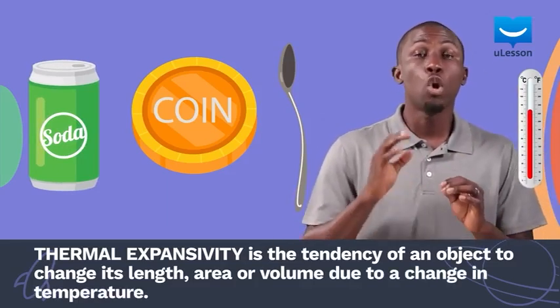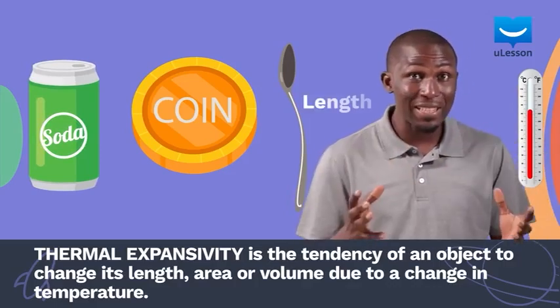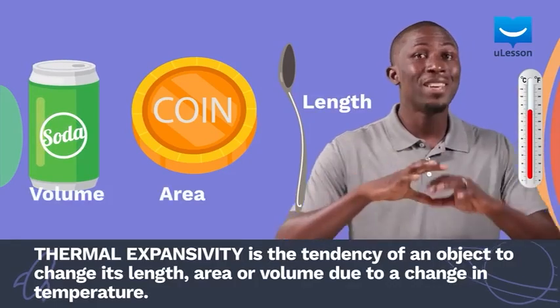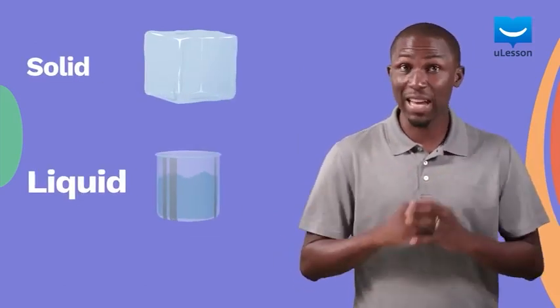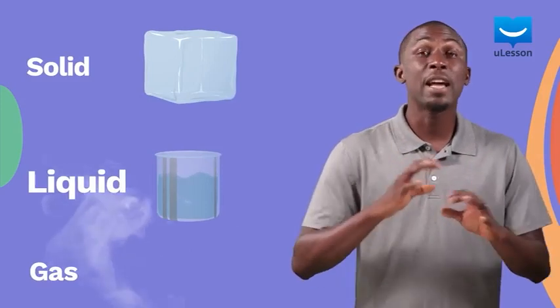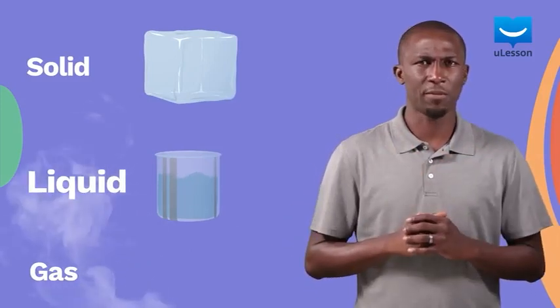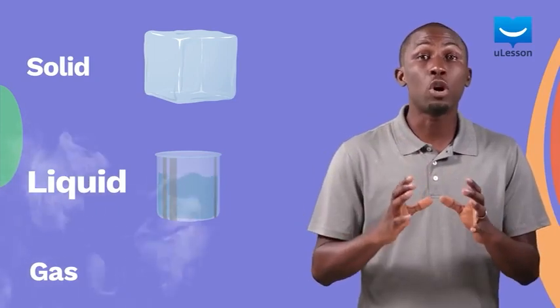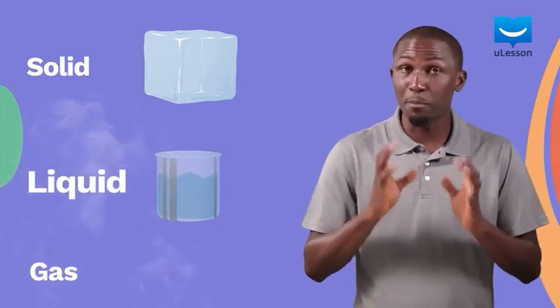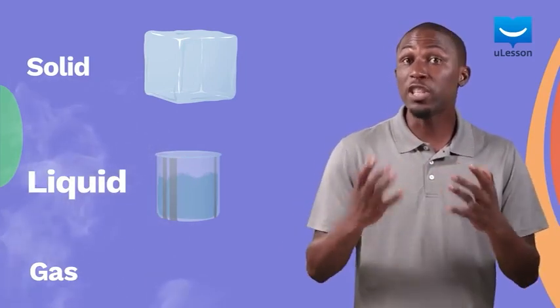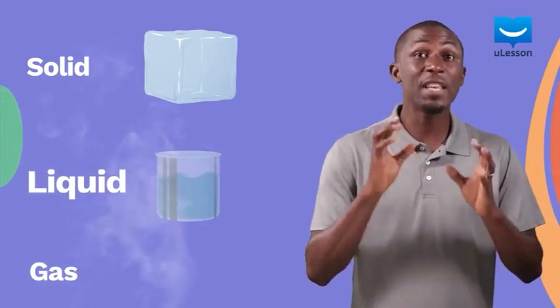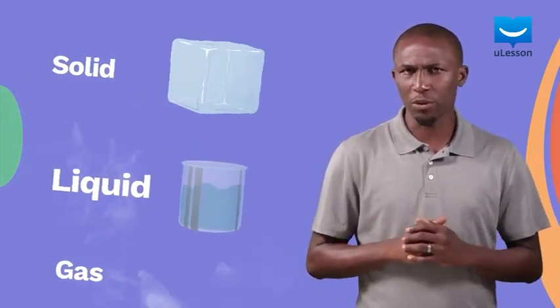So in this quest, we shall discuss the increase in length, area, and volume separately in subsequent lessons. But you already know that matter can exist in three states, right? It can exist as a solid, a liquid, or even as a gas. So thermal expansivity can occur in each of these three states. But in this quest, we shall discuss the solid and the liquid states of matter and how they expand due to temperature change. We shall also discuss the gaseous expansion, but we'll do this in another quest. So let's get right into this.